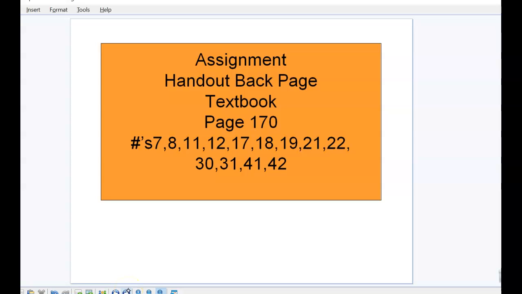Okay, that ends the section 3.9 on logarithmic differentiation. So on the back of the handout of yesterday, you have some questions, and there's some textbook questions from your AP Calc textbook. So give those a try and see how you do.